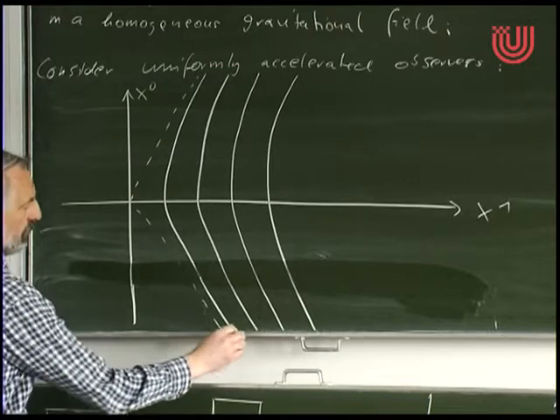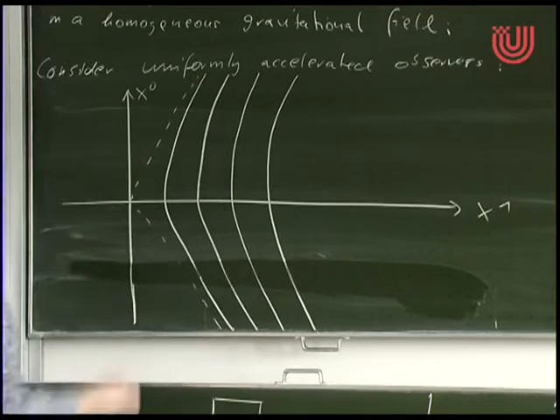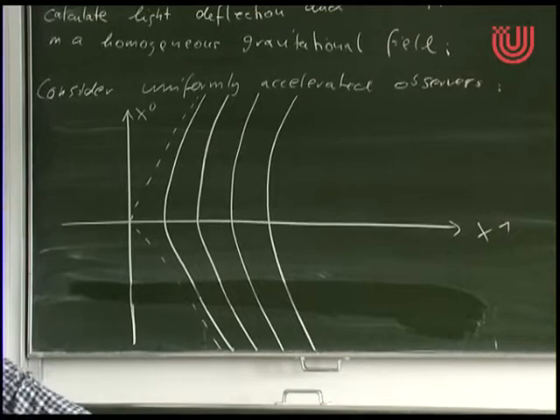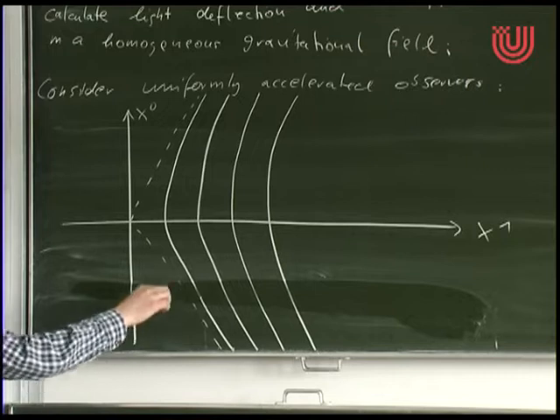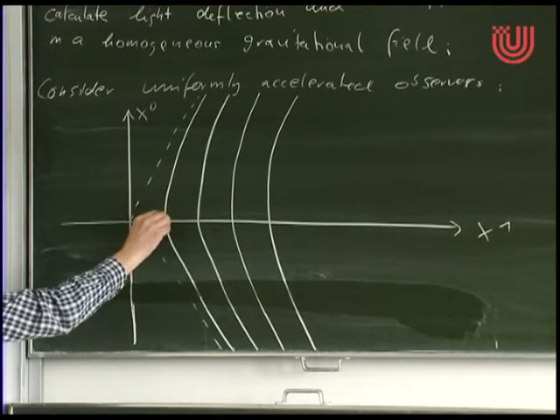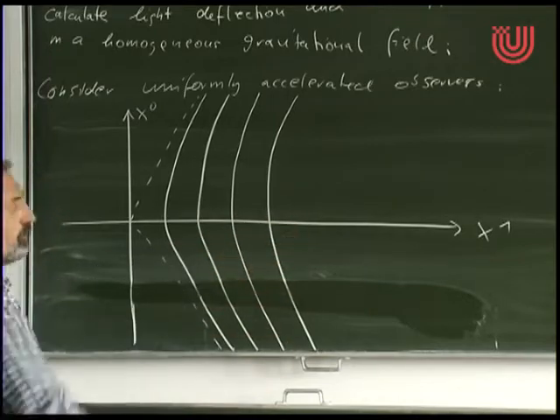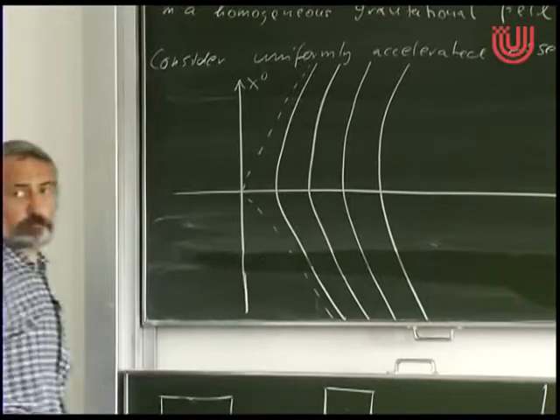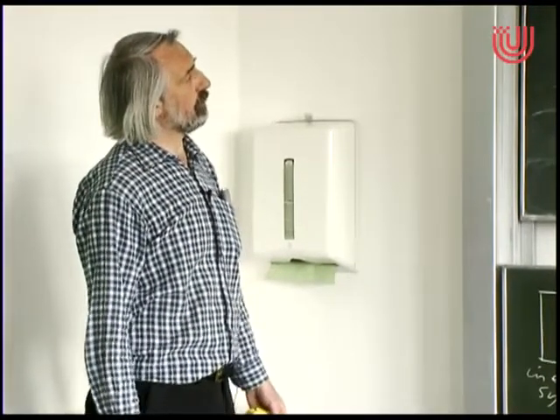For each observer, the world line goes asymptotically to the light cone for past and future infinity. The observers arrive moving very fast, very close to the speed of light, and they slow down, slow down, slow down. They are momentarily at rest here. Then they accelerate back in the positive x direction, becoming faster and faster and approaching the speed of light. So that's what happens with uniformly accelerated observers.